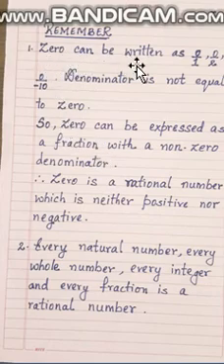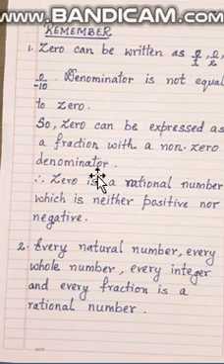There are some points you need to remember. The first one, 0 can be written as 0 by 1, 0 by 2, 0 by minus 10. Here the denominator is not equal to 0. So 0 can be expressed as a fraction with a non-zero denominator. Therefore 0 is a rational number which is neither positive nor negative. Second point, every natural number, every whole number, every integer and every fraction is a rational number.